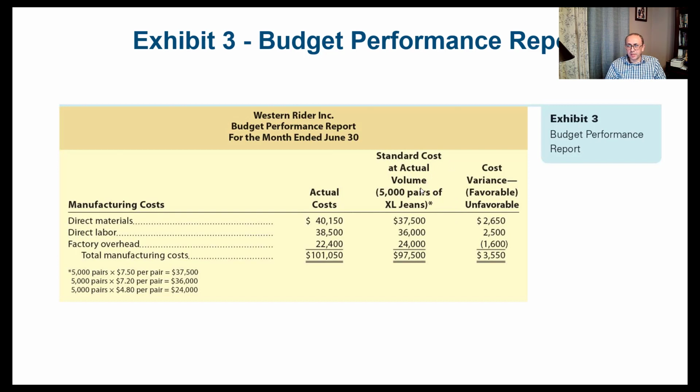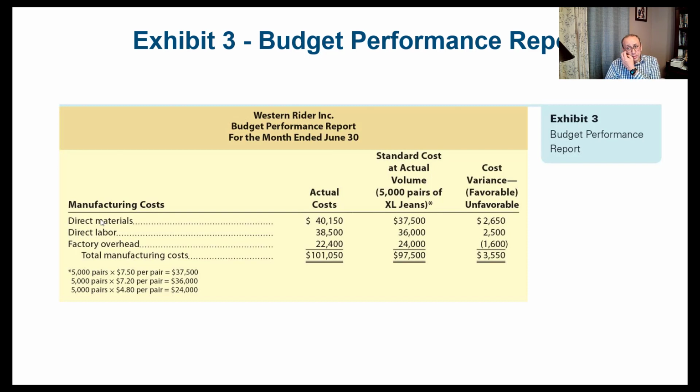So in other words, we're calculating the total cost based on the standard rates or prices multiplied by the actual volume. And then we get the difference between column 1 and 2 to get the cost variance. And if it's between parentheses, that's a favorable. If it's without parentheses, then it's unfavorable.